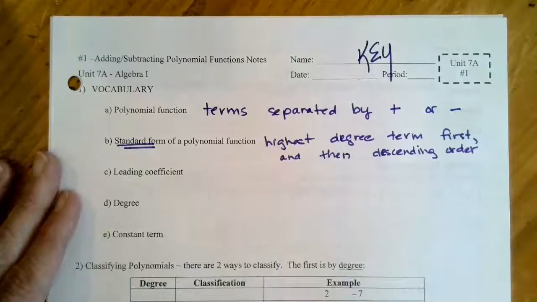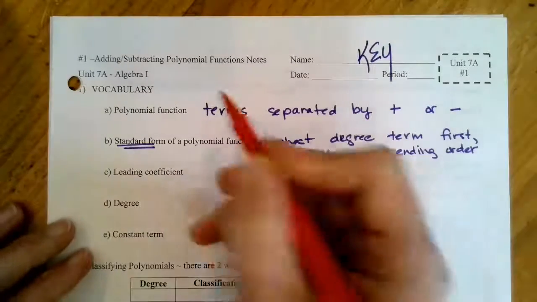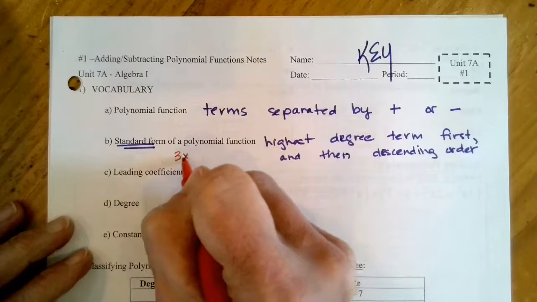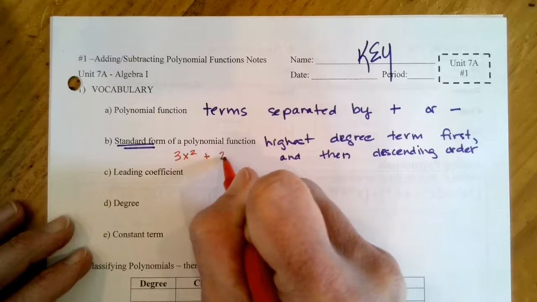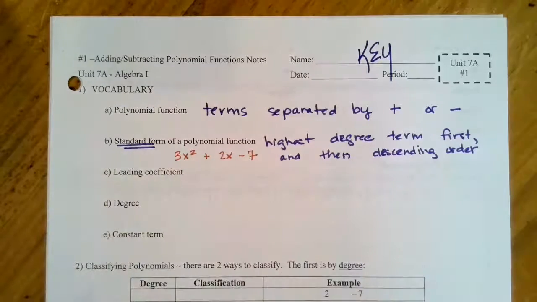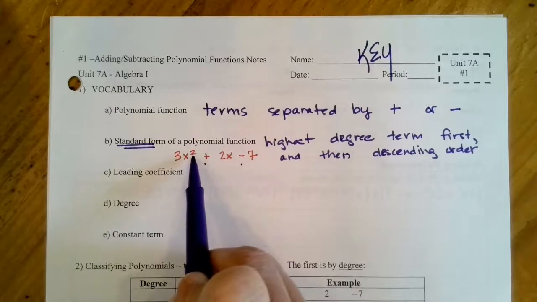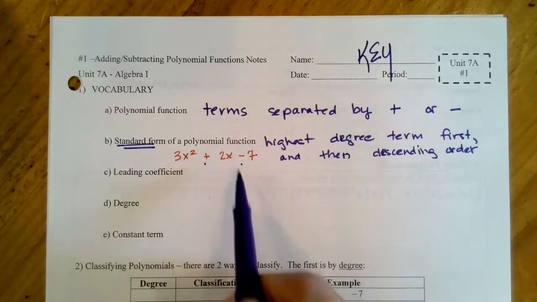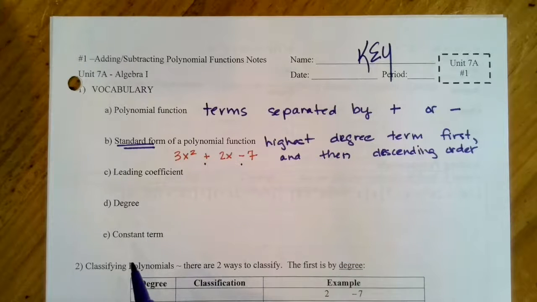So an example of a polynomial that's in standard form would be if I had 3x squared plus 2x minus 7. So here we see our plus and our minus signs. And here's my highest degree. This is to the first degree. And then, of course, our constant has no degree of x.